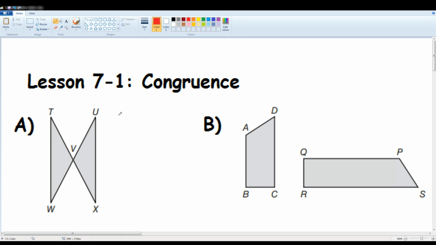Okay, problem 1. Looking at shape A here, we have two triangles, a triangle on the left and a triangle on the right. Are the two triangles congruent? You should have said yes. Yes, the two triangles are congruent. Triangle, and we could call the first one TVW, is congruent with triangle UVX.